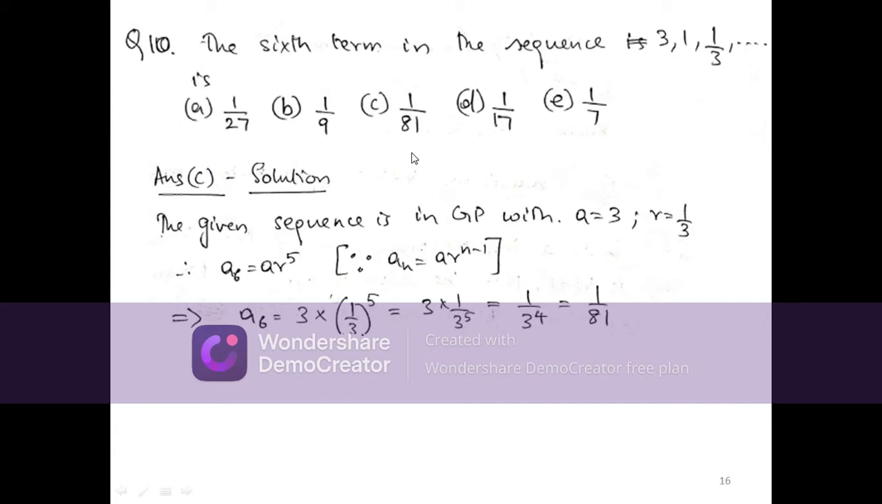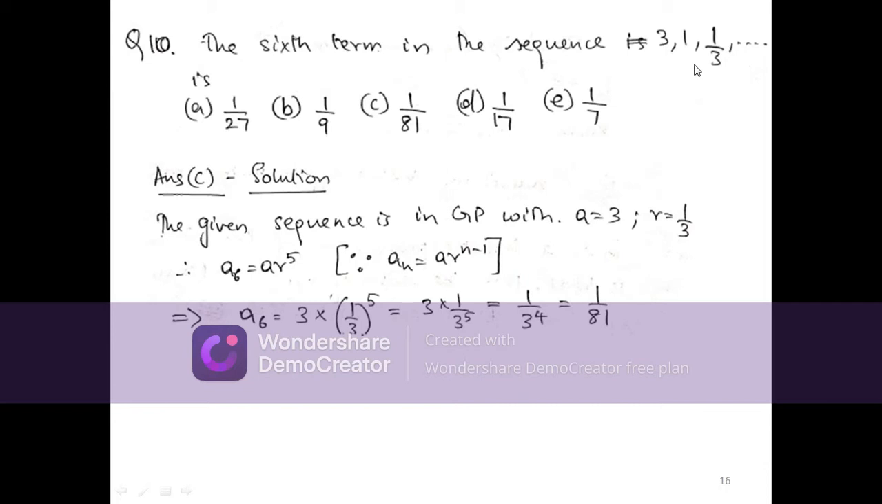So what kind of sequence is this? This is a geometric progression. By looking at the sequence, it is a geometric progression, and the first value is 3, and the common ratio equals 1 by 3. The first element A equals 3, and the common ratio is 1 by 3.